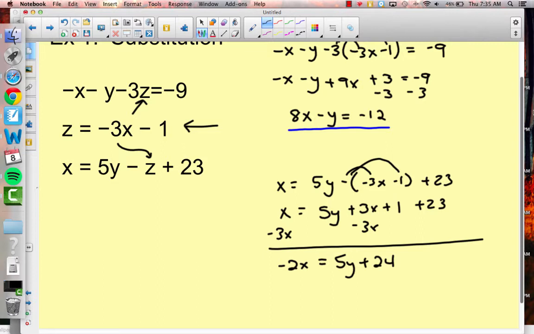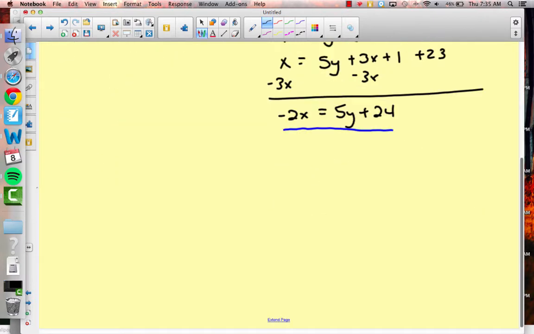So now I'm just going to go ahead and use this equation on the bottom because it's almost got x by itself. I'm going to go ahead and solve for x. So if I do that, I'm going to do this off to the side here. I would have negative 2x equals 5y plus 24. So I'm going to divide everything by negative 2.